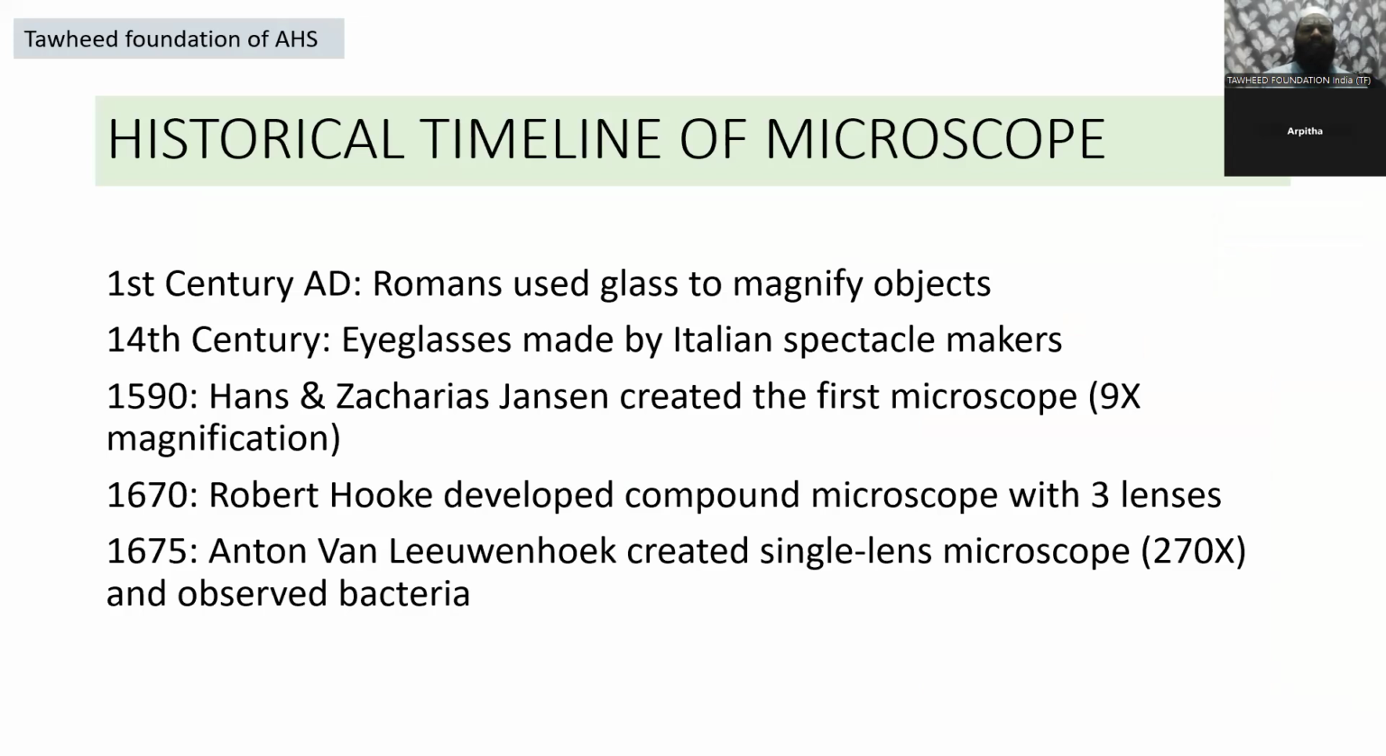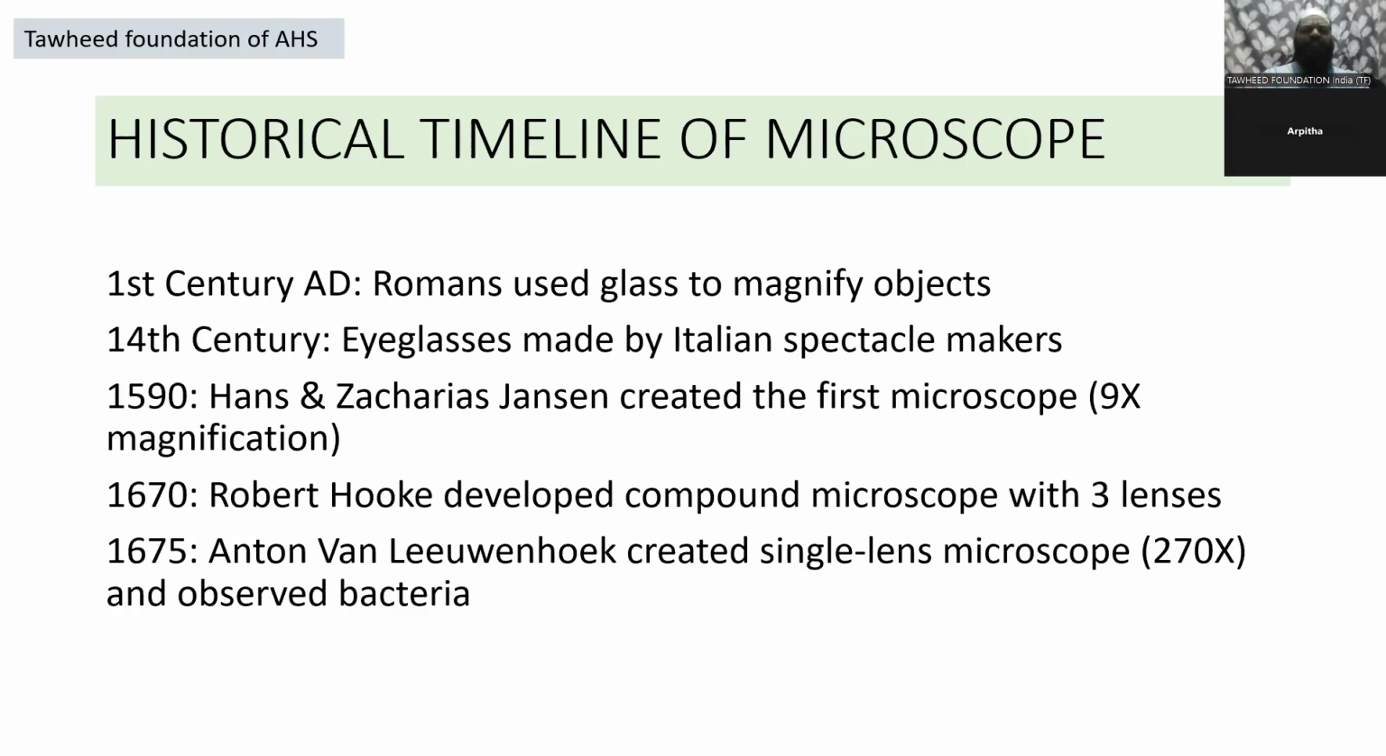Before heading into the types of microscopes, let us go into the historical timeline of microscopes. In the 1st century AD, the Romans invented the glass and used them to magnify objects. In the early 14th century, Italian spectacle makers. In 1590, two Dutch spectacle makers, Hans and Janssen, created the first microscope. It was a simple tube with two lenses system and had 9x magnification.